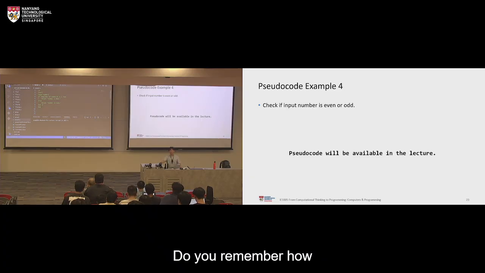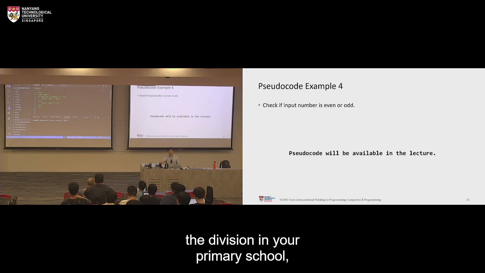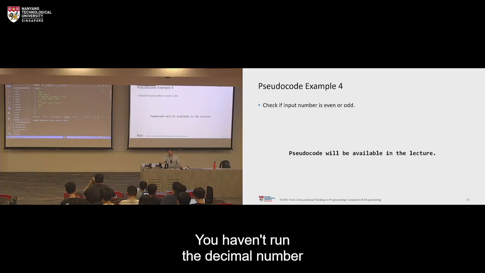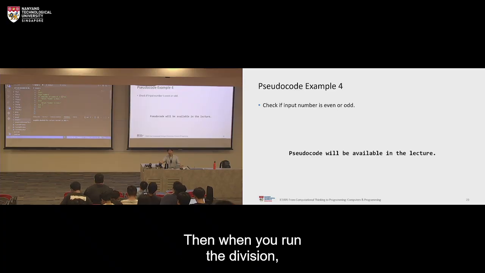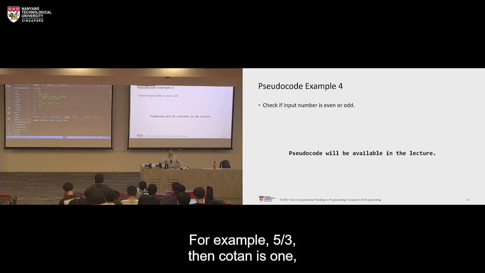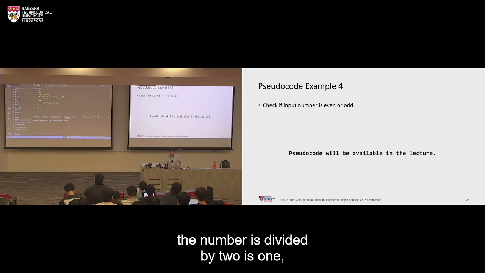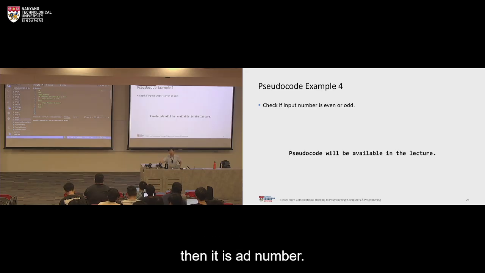Do you remember how to find the remainder? Yes, actually, when you learn about the division in your primary school, you haven't learned the decimal number yet or fraction. And then when you learn the division, you learn about the remainder. For example, 5 divided by 3, then quotient is 1 and remainder is 2, yes. So if the remainder when the number is divided by 2 is 1, then it is odd number.